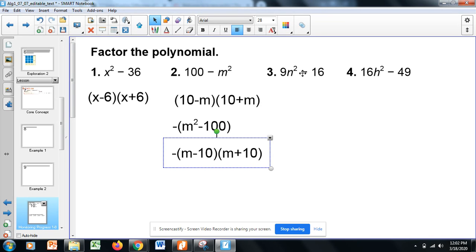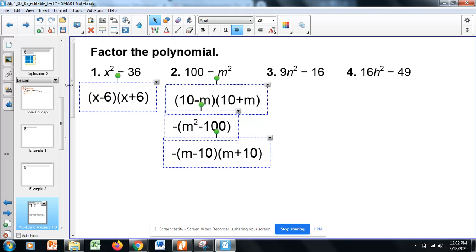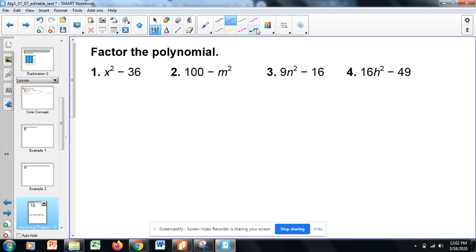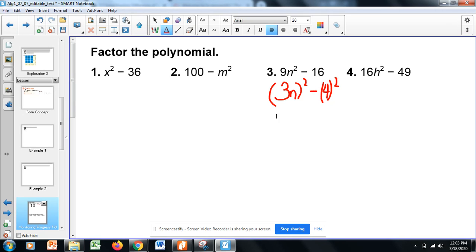For the third one, let me just take this out so we'll have more space. Now for the third one, 9n squared is a perfect square and it can be broken down as 3n to the power 2. Well, this is 4 to the second power. So when you break this down, you don't only get the square root of n, you also have to get the square root of 9. So your final answer must be 3n minus 4 times the quantity 3n plus 4.